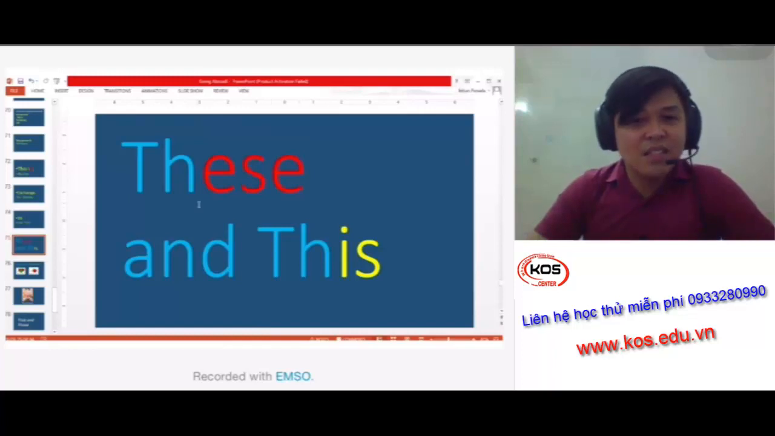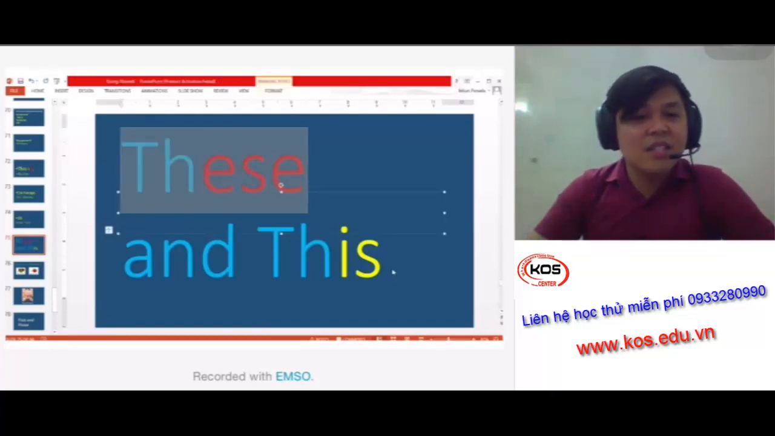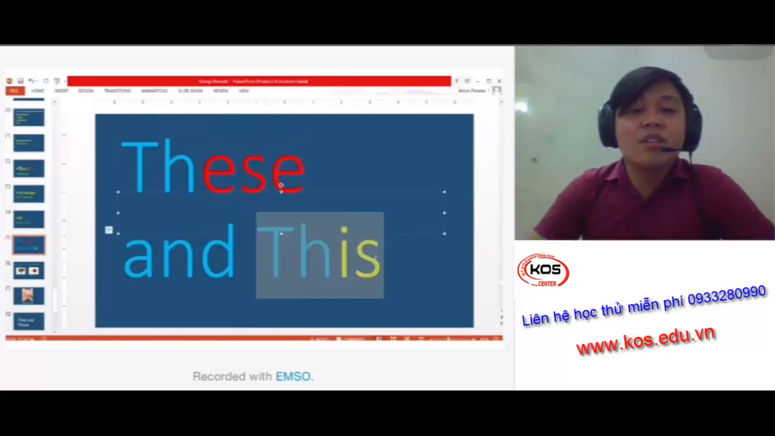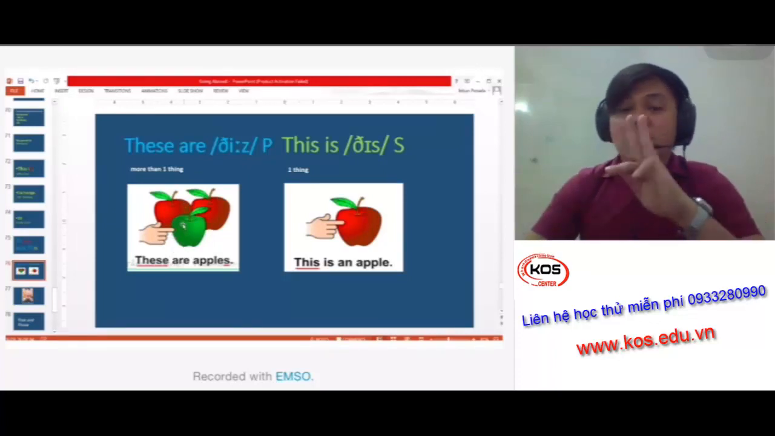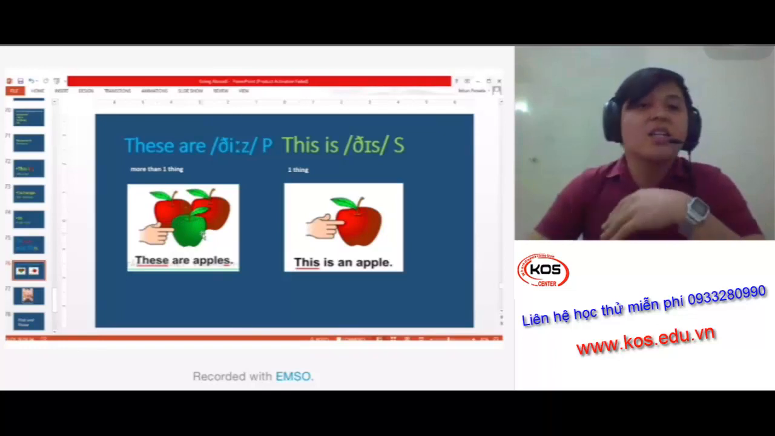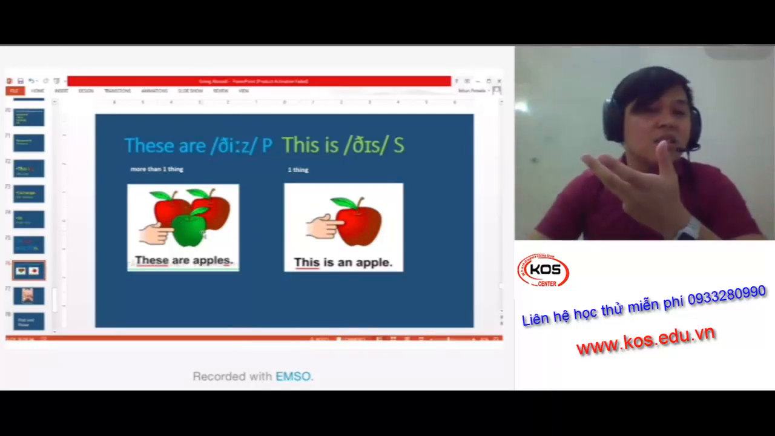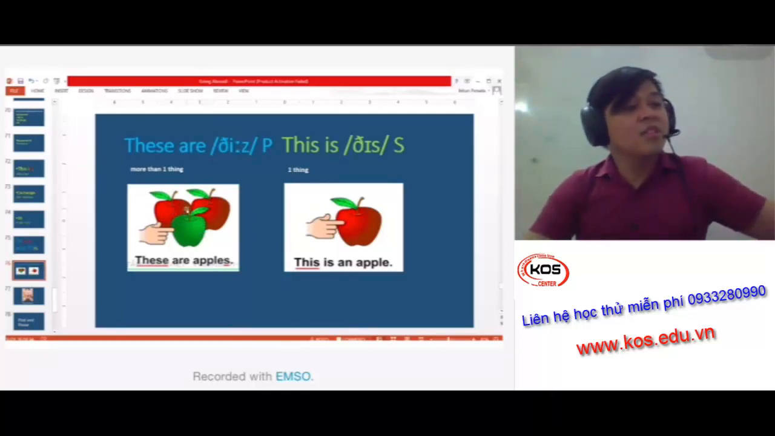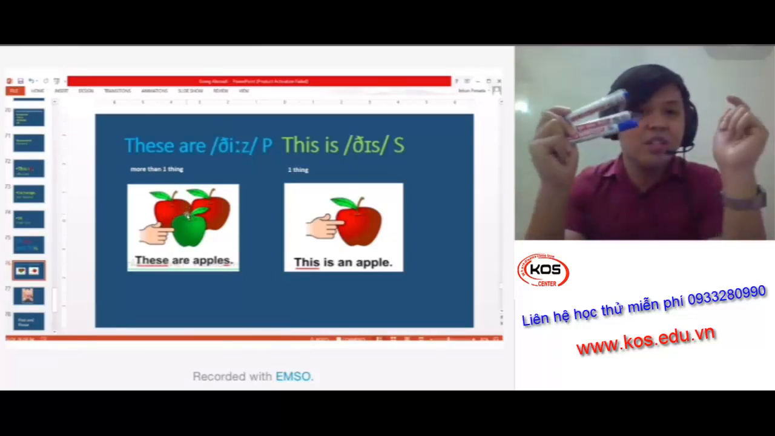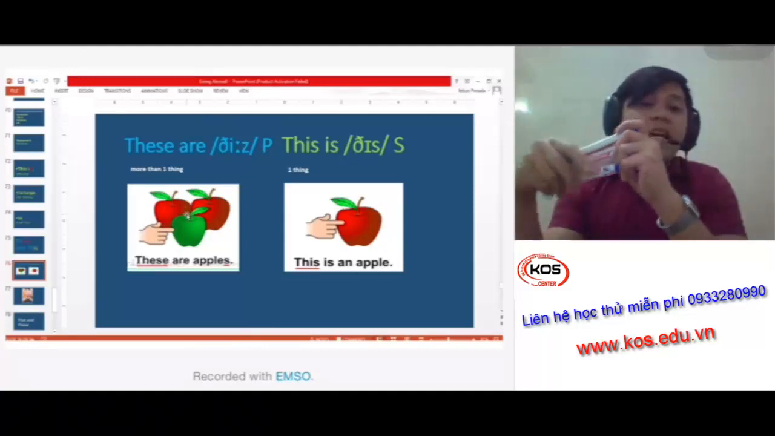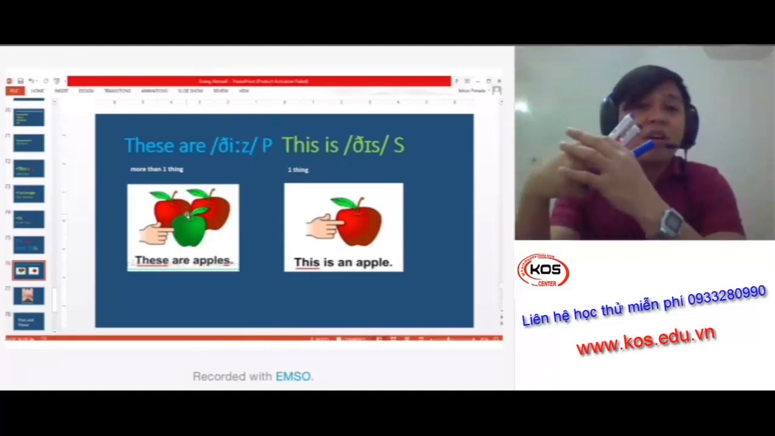Today I'm going to talk about these, and this. You should use these when you have more than one thing. When you're holding two things or more than that, then you should say these. For example, these markers. Because I'm holding them and I'm saying these markers.